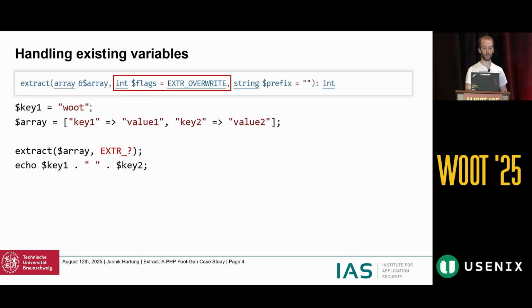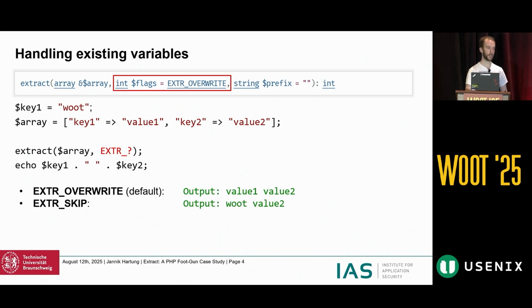Extract has this flags argument where you can decide what should happen if the variable already exists. We can go through this. We have the variable key 1 defined beforehand, and then we call extract with the same key, so we have a collision there. The keys are by default overwritten. So if the variable already exists, you just replace the value, and the output will be the one in the array. But you can decide to skip any already existing variable and just add new ones. So now we still have the old value in key 1, but key 2 is added too.